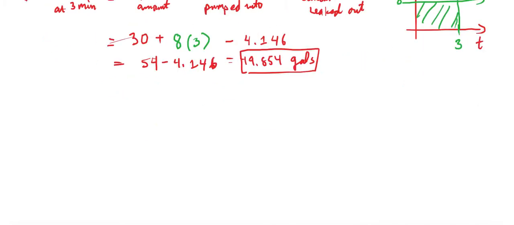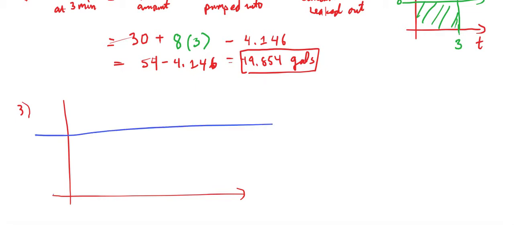Well, to understand this problem, we need to analyze the graph of the two functions here. And again, these functions that we're talking about here are rates. So the first function that we discussed was the amount of water that flowed into the tank. So that is pumped into the tank. Okay, so this is P of T, and we know that it's always going to be equal to 8 because the pumping in is always flowing at 8 gallons per minute. That's P of T.